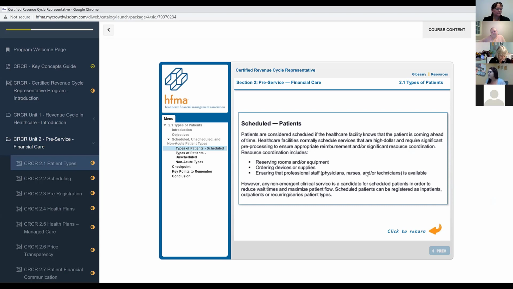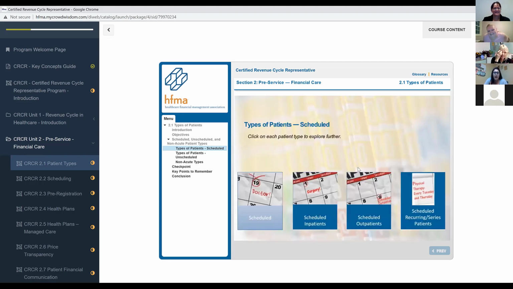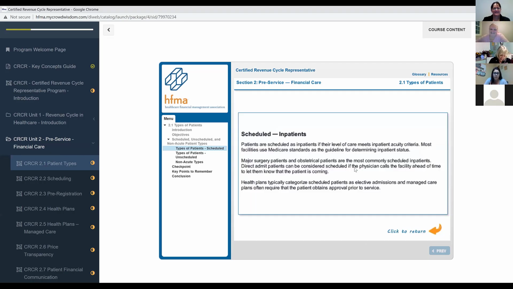Sometimes obstetrical patients. I don't even know how to say that word. Obstetrical. There you go. If you're having a baby, sometimes that's scheduled. So if you have a scheduled C-section, they're ready for you, so that's considered a scheduled inpatient.